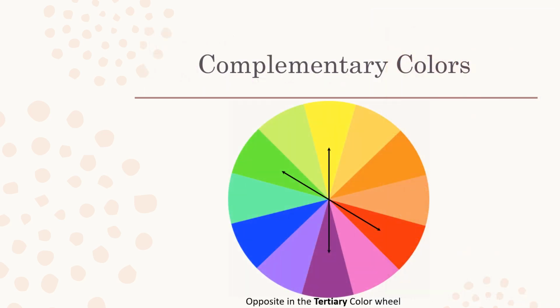Complementary colors are built by combining the opposite colors in the tertiary color wheel. They can be any two colors which are directly opposite each other, such as red and green, purple and yellow. Complementary colors can be used to make something bold from its background.